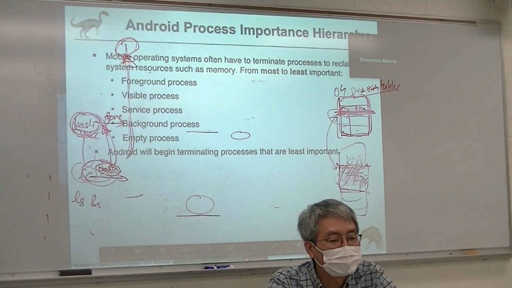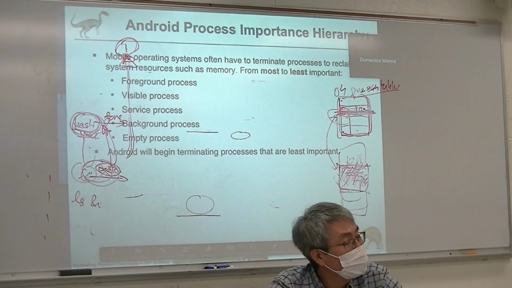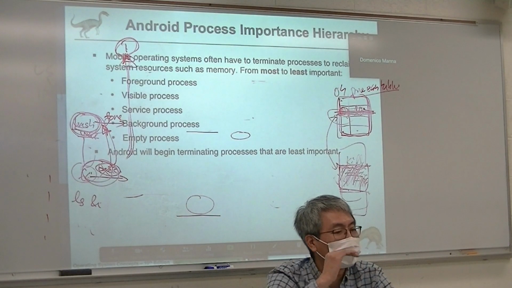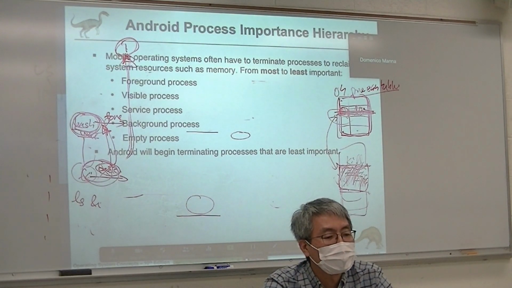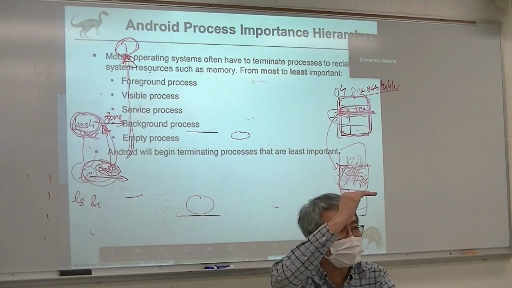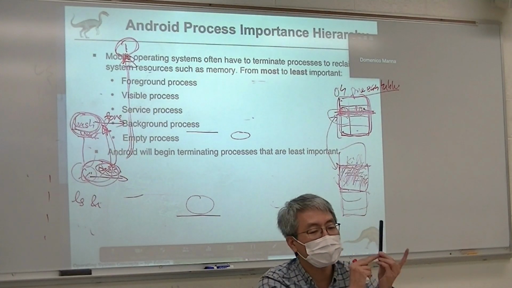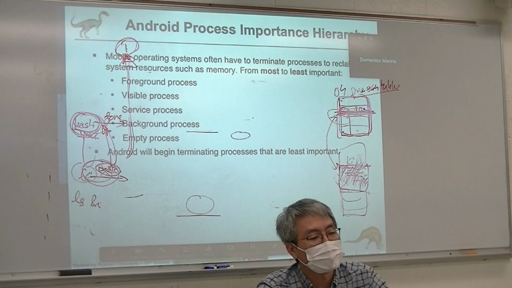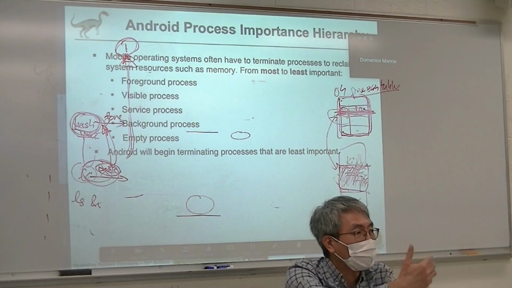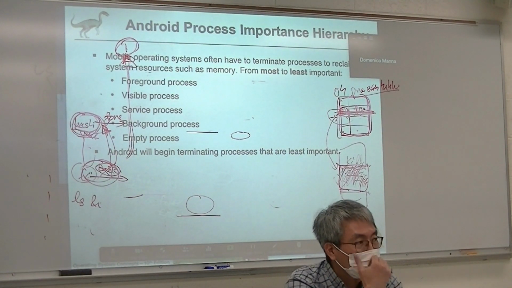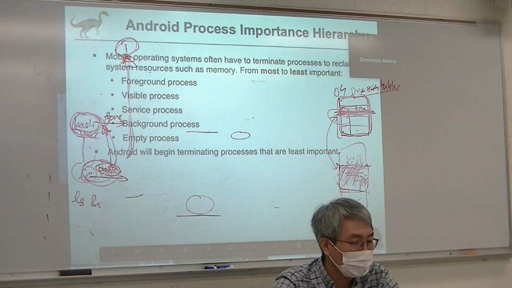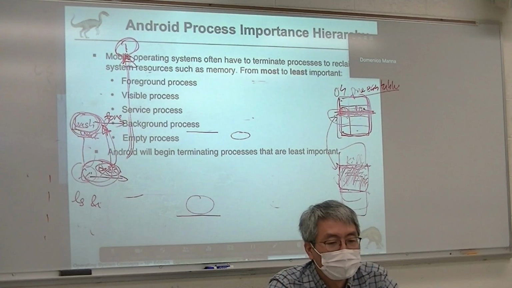Okay. So Android, for example, a mobile operating system, actually gives priority to processes. From the foreground, which is what you are using, to almost an empty process, which is nothing. Because you can give priority to certain processes, you can save resources, especially the display part.